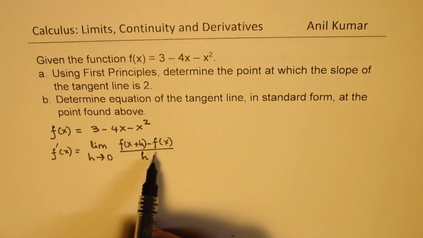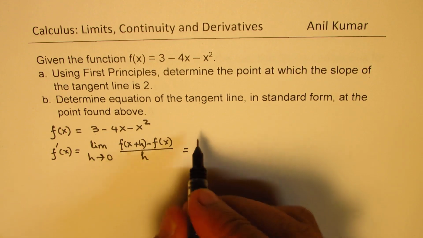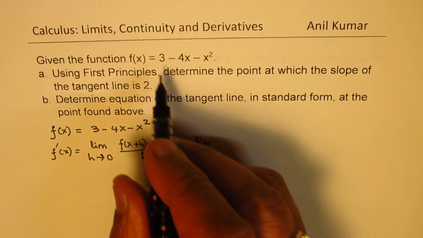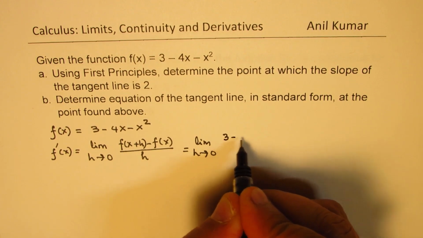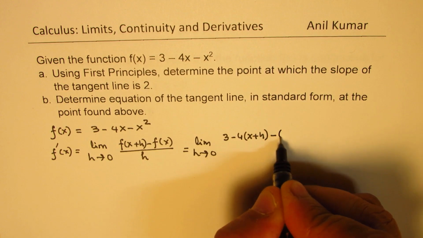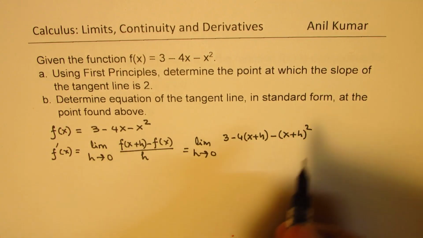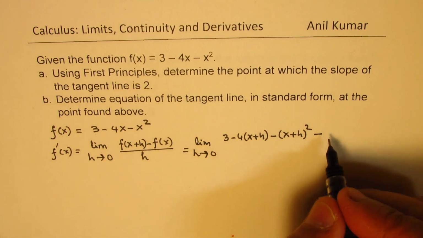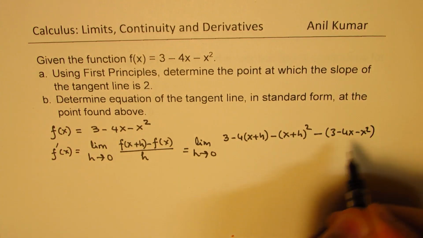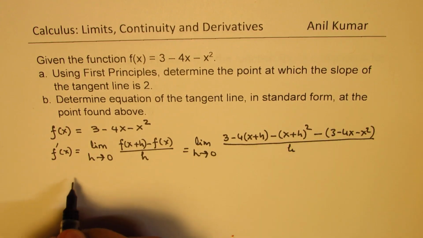Now here, let us substitute the value in the equation. So when we say x plus h, we get what? Limit h approaches 0, we get 3 minus 4 times x plus h minus x plus h whole square. So that is f of x plus h minus the function, which is 3 minus 4x minus x squared, divided by h, right? Now let's expand this.